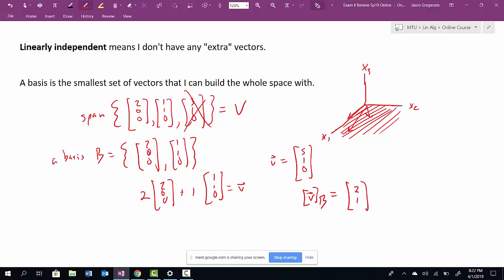Okay, notice there's only 2 components in the coordinates for V, and that's because I only have 2 vectors in my basis. I should have 1 coordinate for each basis vector. Coordinates are how much of each basis vector I need to get to a vector. Any questions so far?